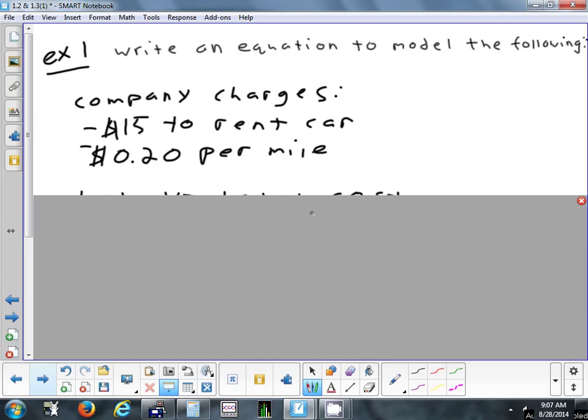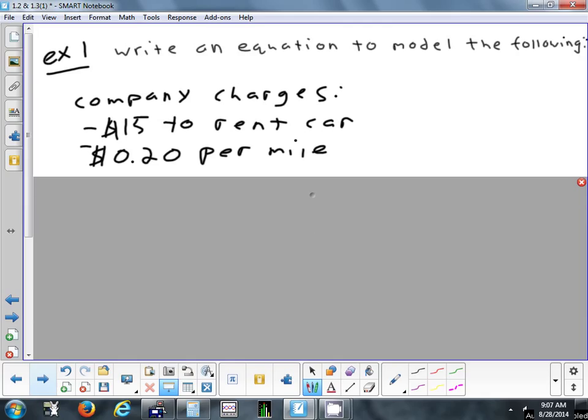There's a company that charges $15 to rent a car, and then they charge 20 cents for every mile you drive. Ultimately, I'm going to end up writing an equation, like y equals, that will give me the cost of renting the car as a function of how many miles I drive it. How many variables am I going to need here to set up something like that? Marina? 2. Yeah, I'm going to need 2 different variables.